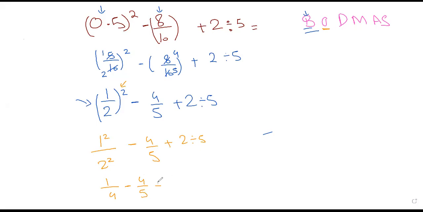Okay, now what is the next step? Do we have division? Yes, we do, so we need to divide first. So 1 by 4 minus 4 by 5 plus 2 by 5. Let's write it in fractions, because everything is in fractions. And now we have to subtract or add.